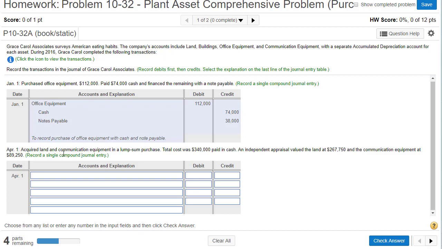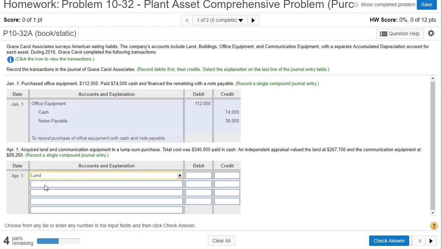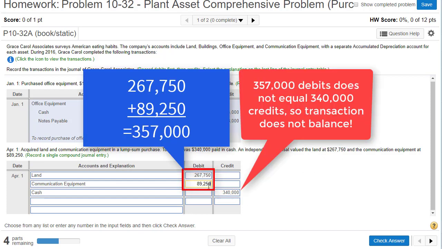All right, so what we have now is we've acquired land. We've acquired communication equipment. And we paid in cash. Now, what some of you may be tempted to do, well, we know cash is $340,000, so we can plug that in. Now, some of you might be tempted to take the appraised value and put that in here, $267,750, and then the communication equipment at $89,250. But double check your debits and credits. Do they equal? No, they do not equal. They do not balance. So we cannot use these amounts.